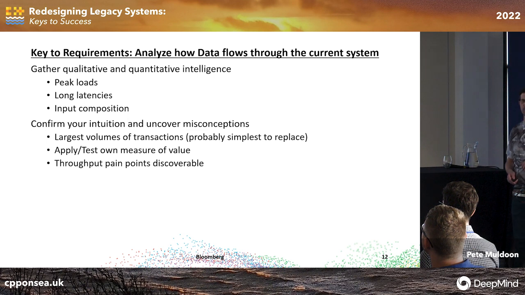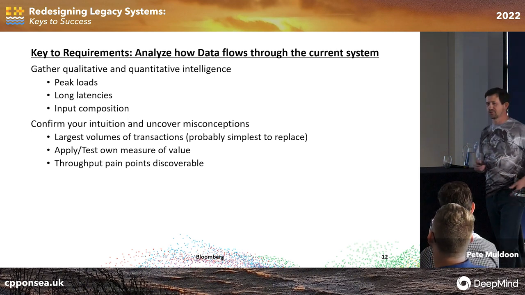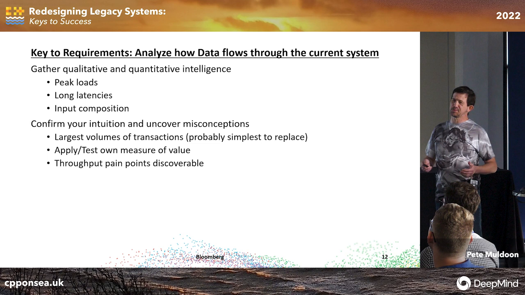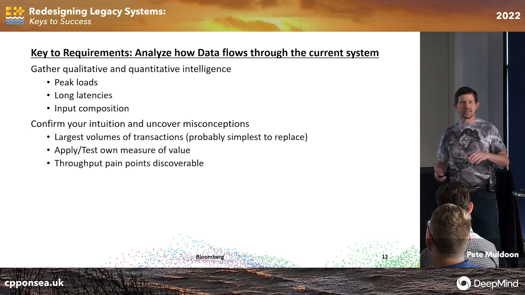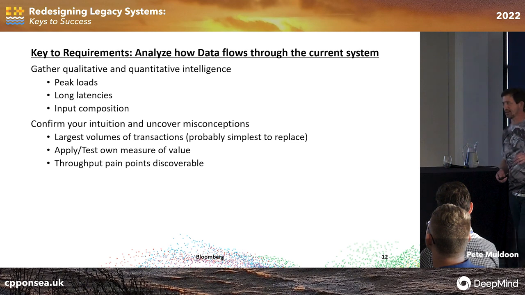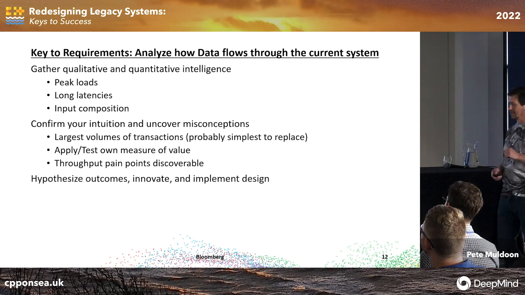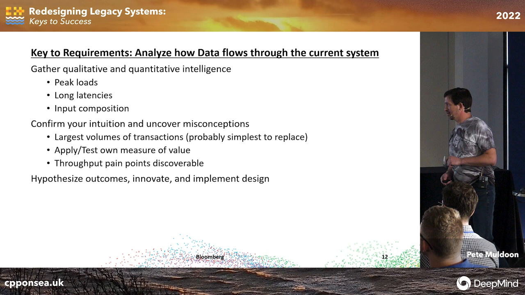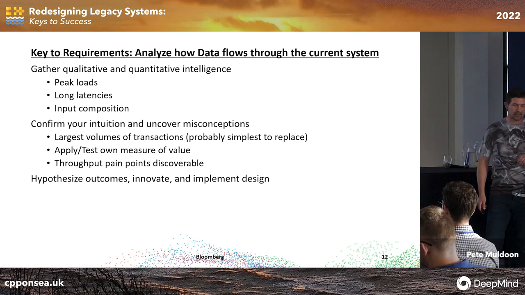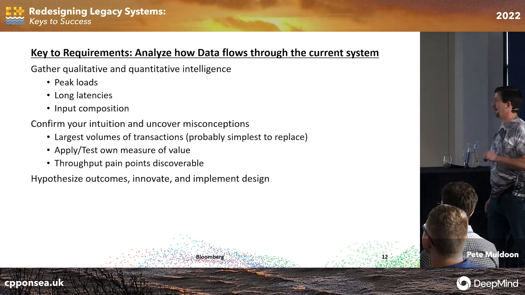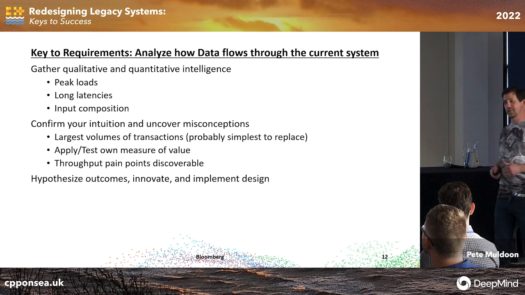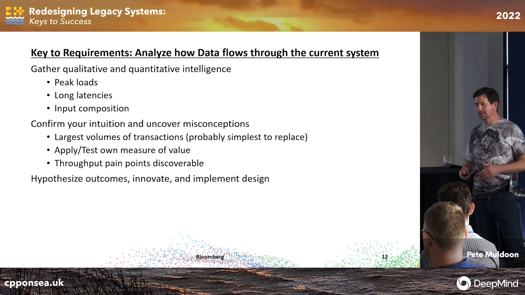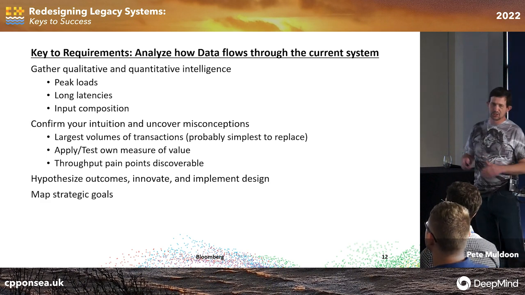You know, the first thing I do is I go and I say, how does the data move through the system? A lot of times people go, why do you care about that? Let's look at the code. It's like, no, I need to see how the data moves through the system, and then I'll look at the code. But from this analysis, you should be able to hypothesize outcomes, right? You can then innovate and implement the design based on the real knowledge that you've got from looking at the system.